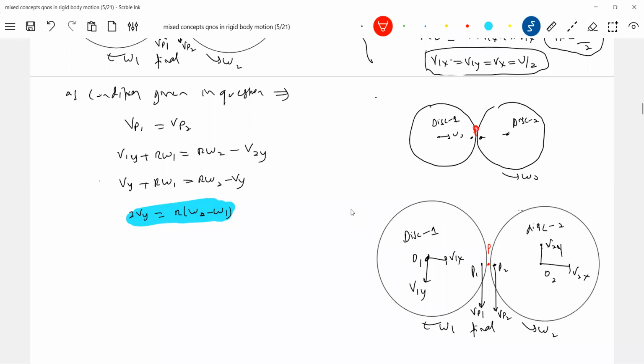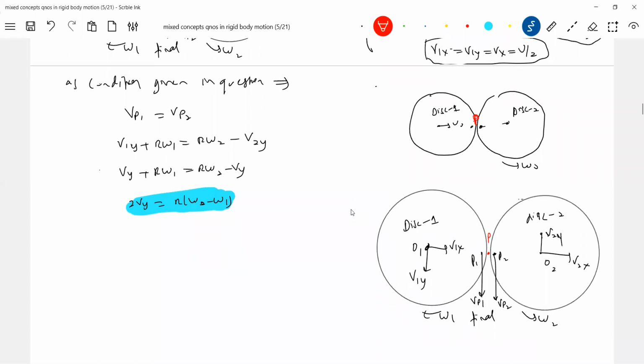What was the initial angular momentum about point P? So what is that? Looking at these two diagrams, this is the initial and this is the final. No, L_P,Z initial.